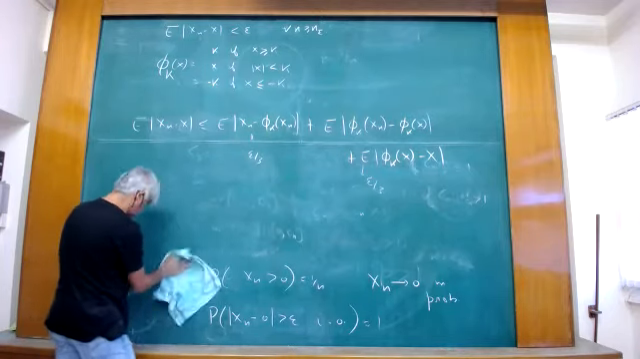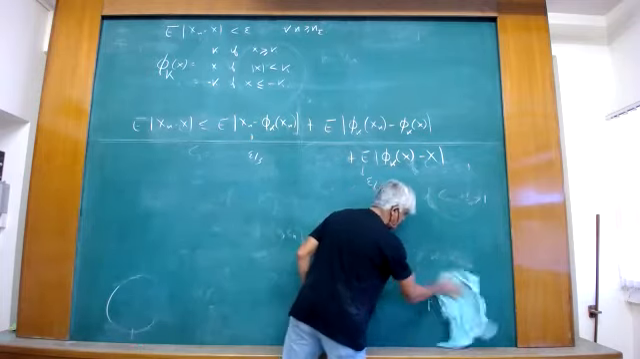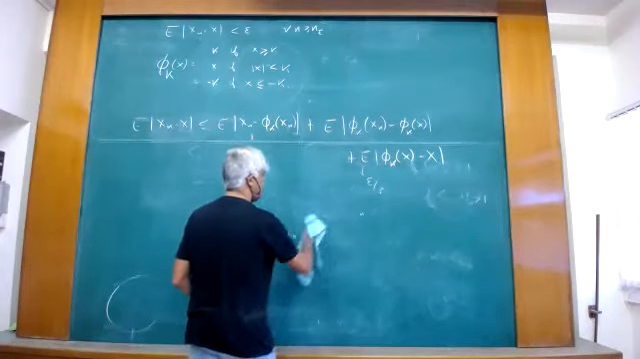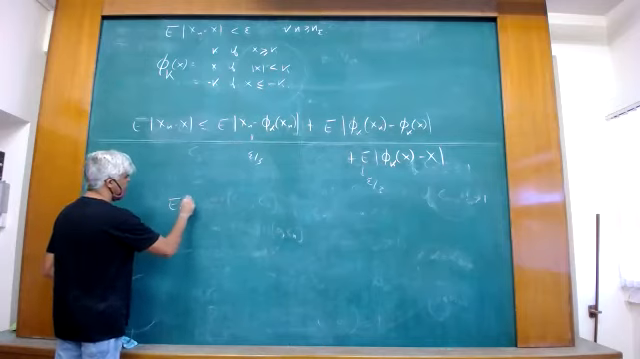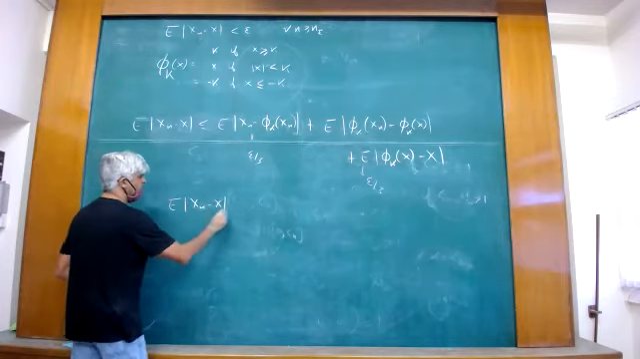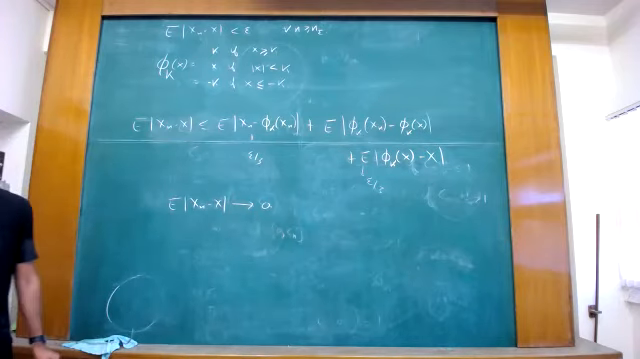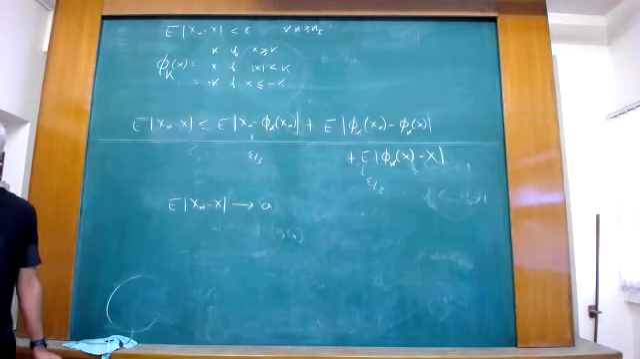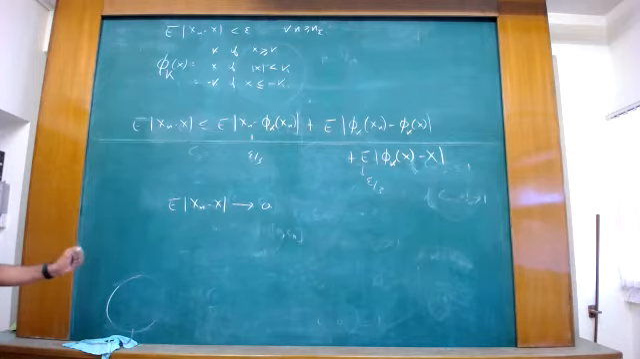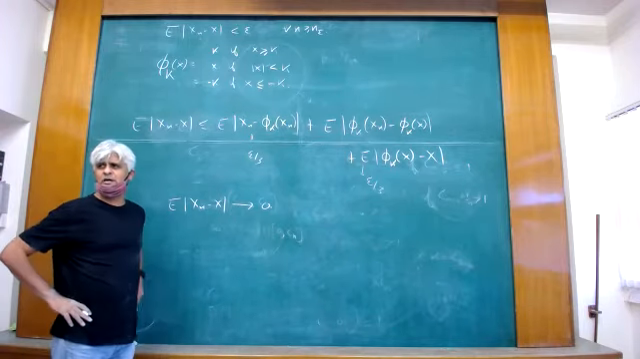Now we go to the other direction. Now we are given that E of |xn minus x| goes to 0. From here it's clear that xn converges in probability. Is that part clear? This is Markov's inequality. So what we need to basically show now is that we have a UI sequence.